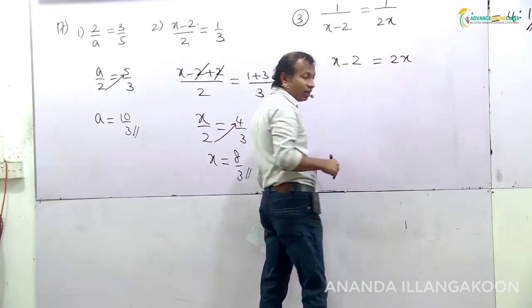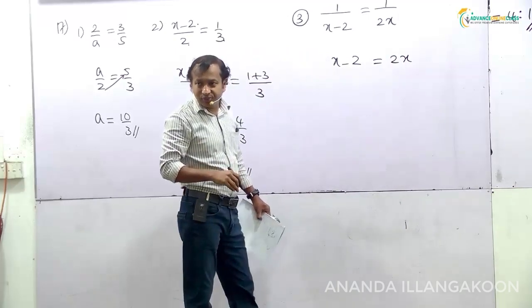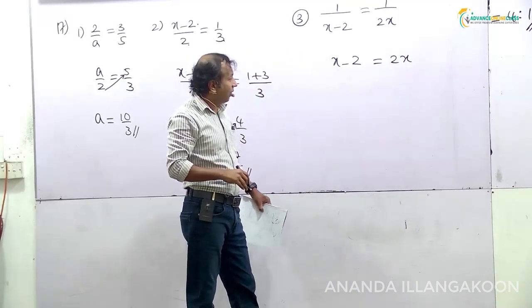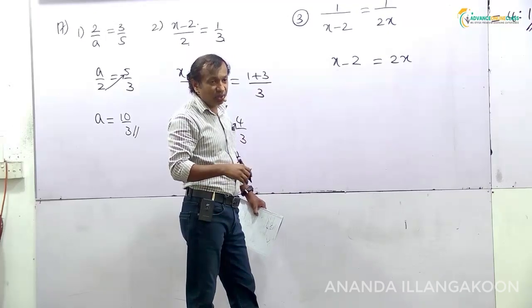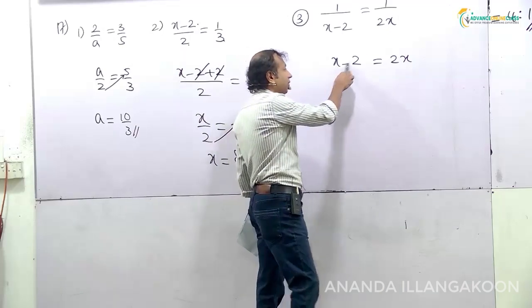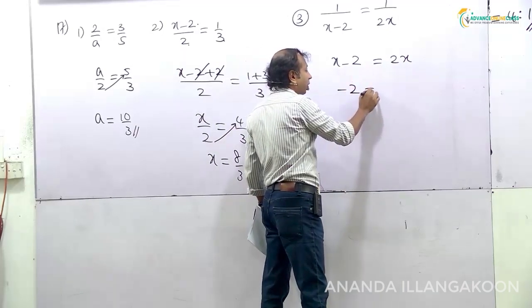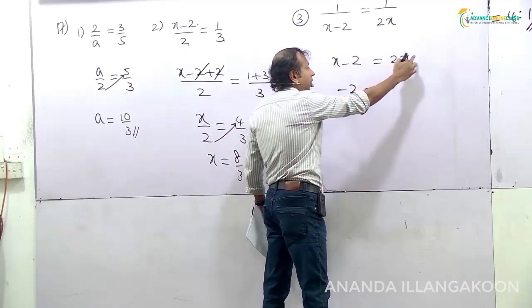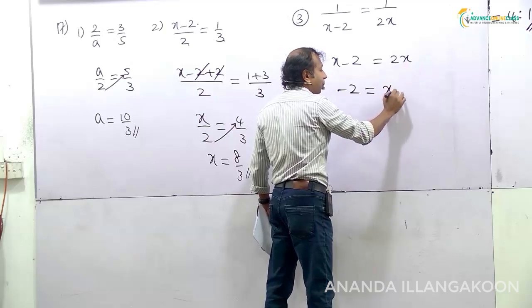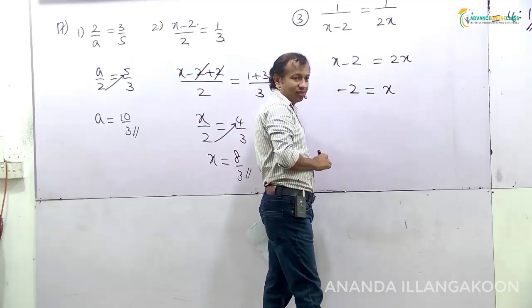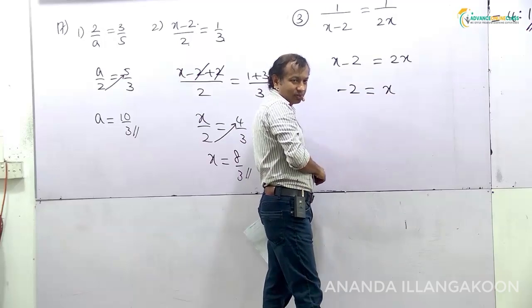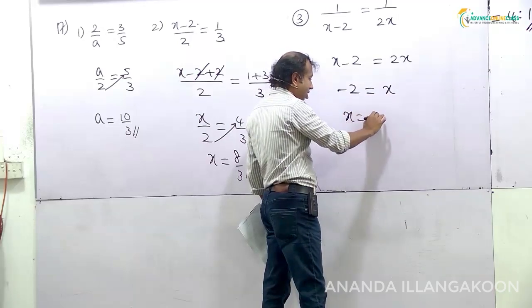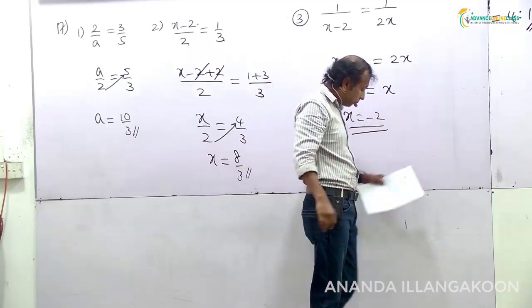Other side, 2x. Now what do we do? Do we take that 2x to left or this x to right? Both are same. We'll take this x to right. Leave minus 2 on the left hand side. Also take this x to right, that becomes minus x. 2x minus x is x. Minus 2 equals x means what? X equals minus 2. Right. That is how we do that.